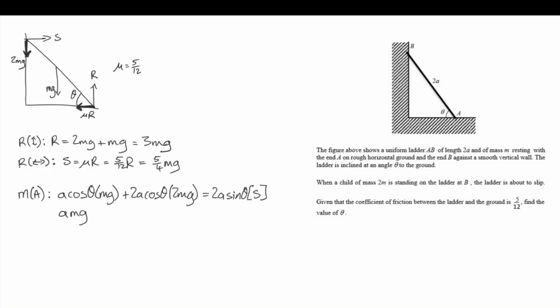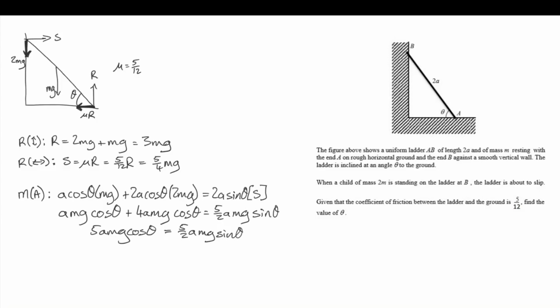Okay, let's expand and simplify and see what we get. So amg cosine theta plus 4amg cosine theta equals 2a sine theta multiplied by S. But we know what S is. So this is 2 times 5/4, which is 5/2. So 5/2 amg sine theta. I'm going to simplify once more, and then I'm going to try and combine the trig values into one. So I have 5amg cosine theta, 5/2 amg sine theta.